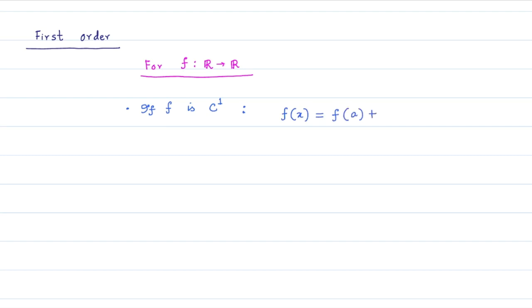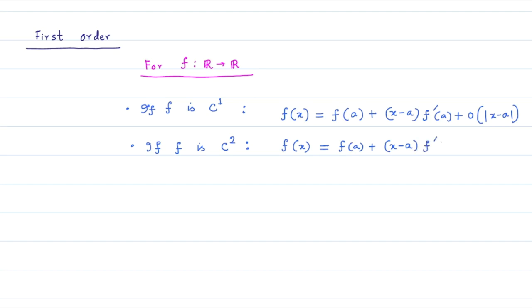f(x) can be expressed by f(a) plus (x minus a) times f dash(a) plus, as m is equal to 1 here, small o of modulus x minus a. If, however, the function f has continuous derivatives up to second order, by that we write f is a C2 function, f(x) can be expressed by f(a) plus (x minus a) times f dash(a) plus, as here we have m plus 1 equal to 2, so m is equal to 1, big O of modulus x minus a to the power m plus 1.